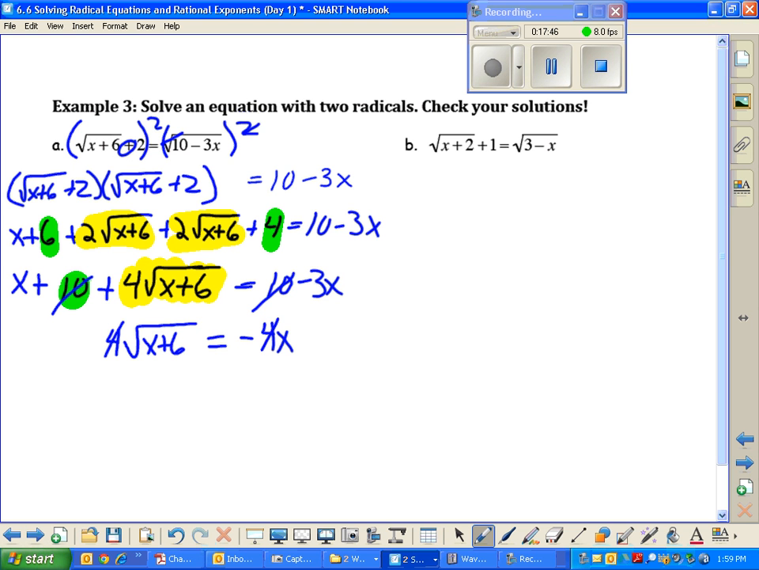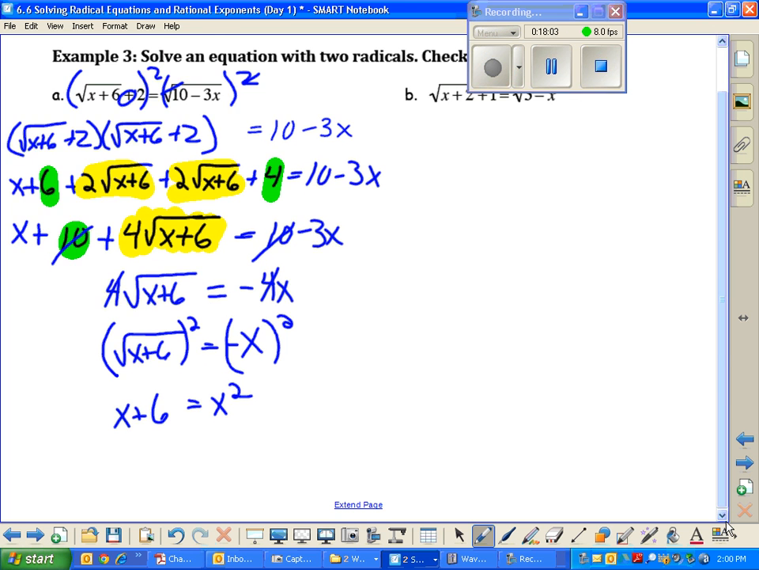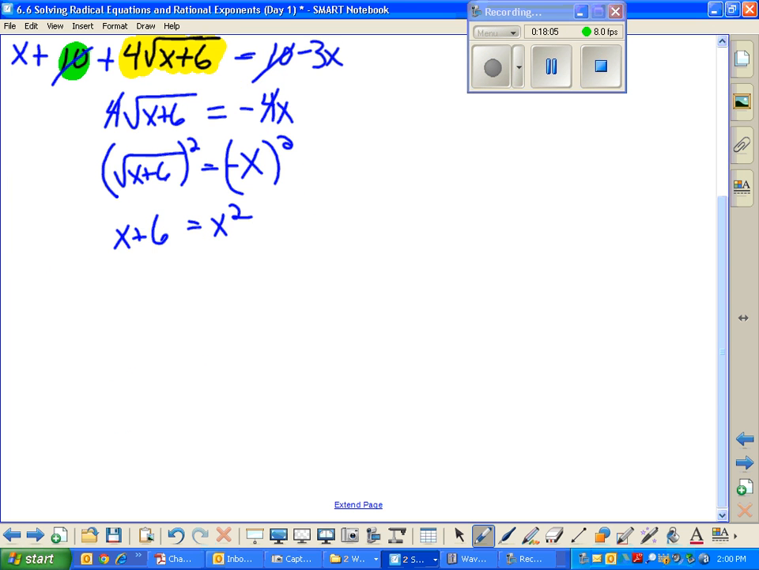So what I get there is the square root of x plus 6 equals negative x. I'll square both sides. Remember, when you square a negative, you get a positive. So I get a positive x squared on the right side there. And then I'm going to factor to solve this. But first, I have to get one side equal to 0. All right, to be continued.